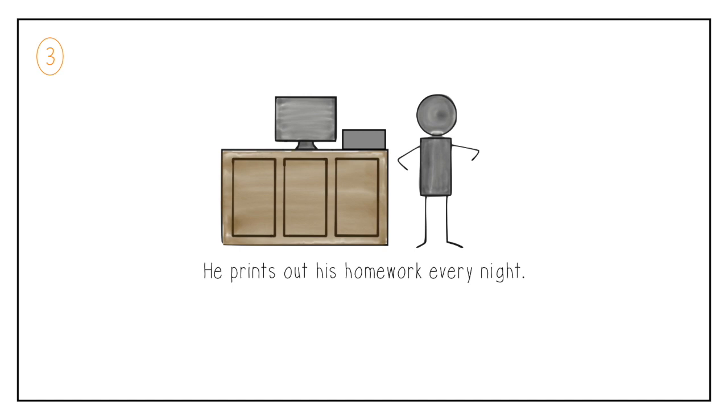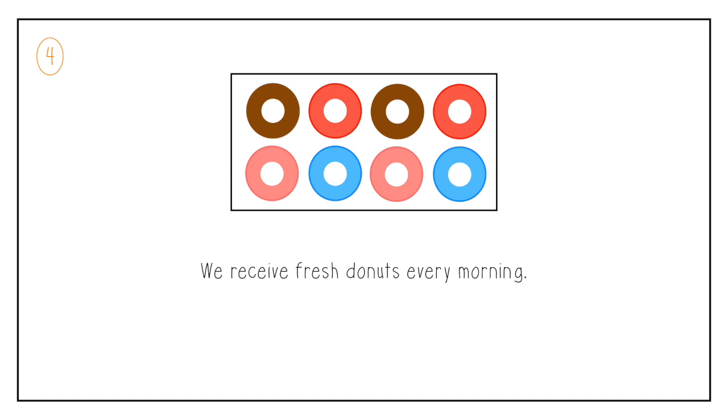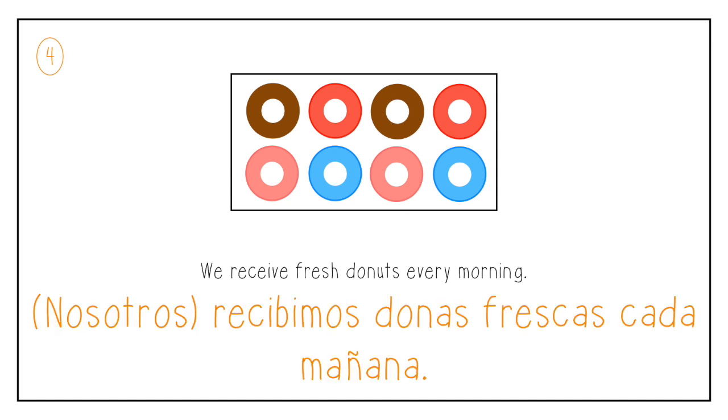Third, he prints out his homework every night. He is third person singular, so the verb should end in E. So the translation is, Él imprime su tarea cada noche. Fourth, we receive fresh donuts every morning. We is first person plural, so the verb should end in IMOS. So the translation is, Nosotros recibimos donas frescas cada mañana.